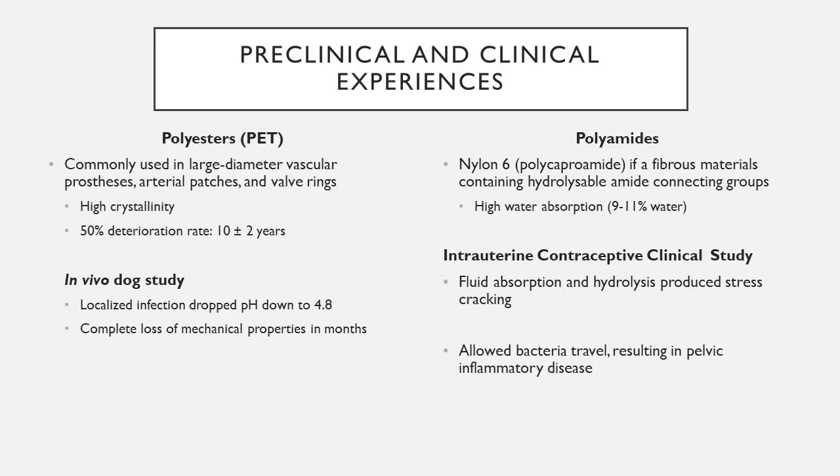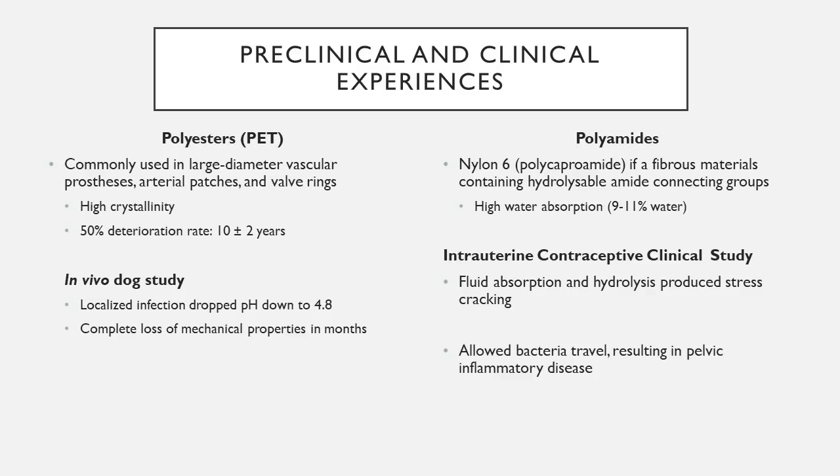Another example is a material that is made of a polyamide. This is the trade name nylon 6, which is polycaproamide. It's a fibrous material containing hydrolyzable amide connecting groups. Because of these groups, nylon 6 has a high tendency to absorb water, on the order of 9 to 11%, not quite on the order of hydrogels, but certainly enough that it's very predictable that it degrades by ion catalyzed surface and bulk hydrolysis.